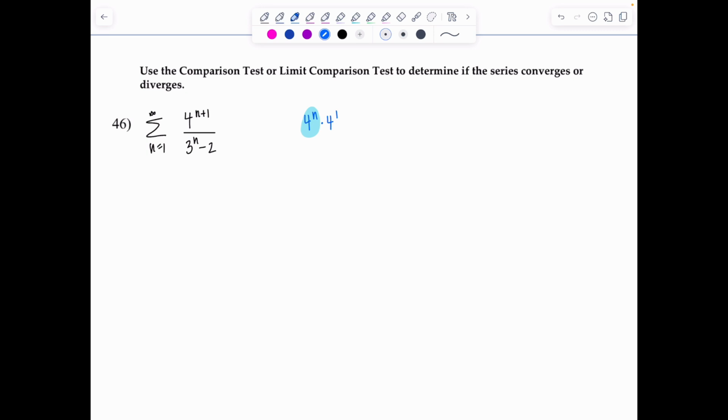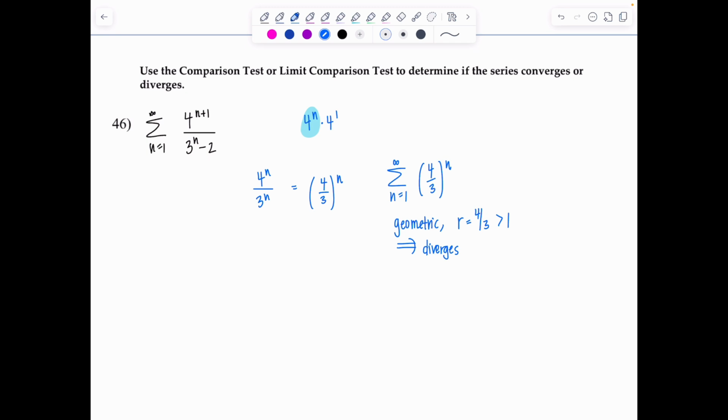So really what's going on is we've got 4 to the n over 3 to the n, which is 4/3 to the n. Well, what do I know about the sum, n equals 1 to infinity of 4/3 to the n? This is a geometric series. R is 4/3. Ooh, that's greater than 1. So this series diverges.